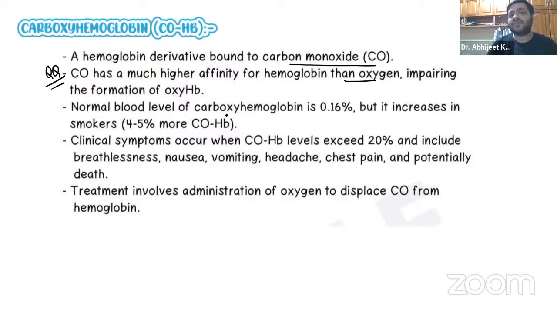The normal blood level of carboxyhemoglobin is 0.16%, but it increases in smokers, the persons who are chronic smokers. What will happen, guys? This percentage of carboxyhemoglobin, 0.16%, will land up at 4 to 5%, and that is very severe and fatal. So that is something you have to remember. Let's imagine a patient who is coming to me, saying he has a history of 10 years of smoking. Daily he is smoking a packet of cigarettes. Remember, guys, his carboxyhemoglobin levels will automatically increase.